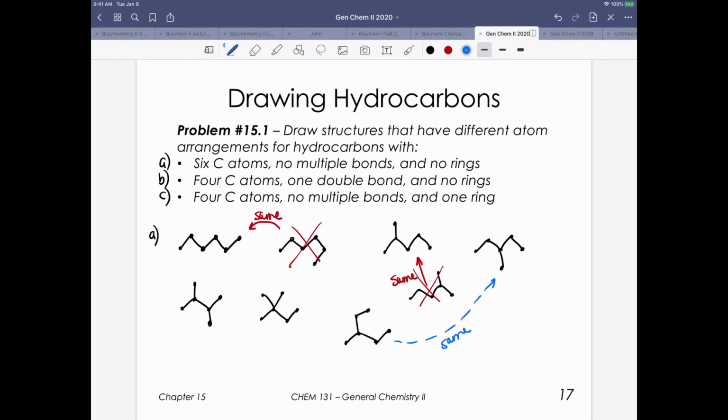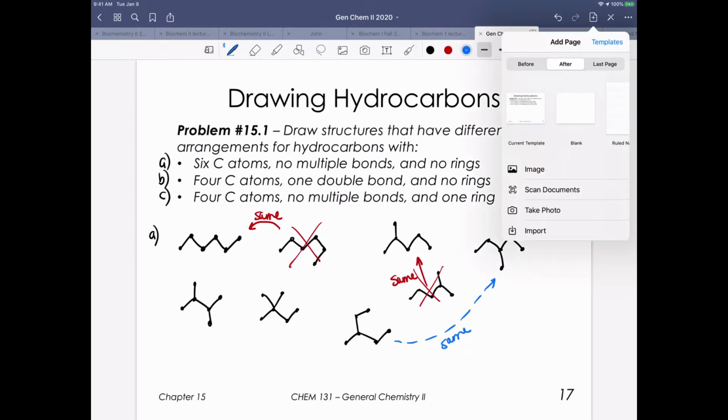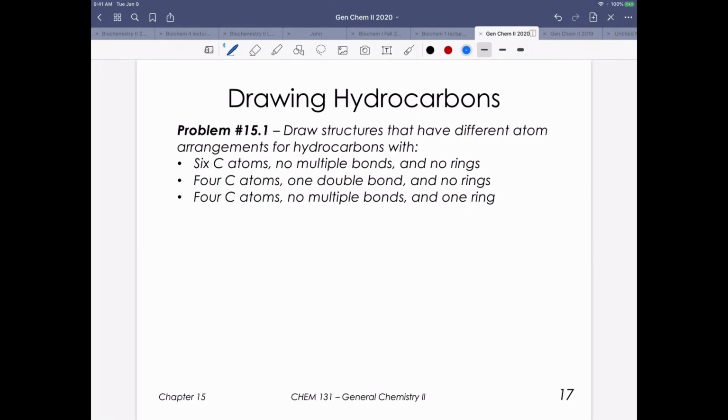So a lot of this is some trial and error, kind of trying to figure out how many different isomers I could make. So this is kind of like a puzzle, trying to figure out how many different ways I could piece these things together. All right, so let's do B and C here. I've got 4 carbon atoms and I want to have 1 double bond and no rings.